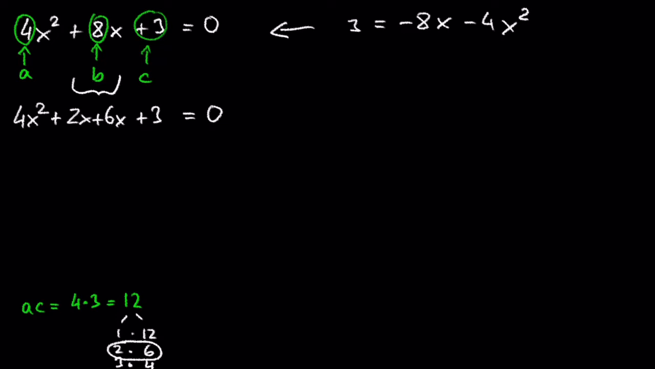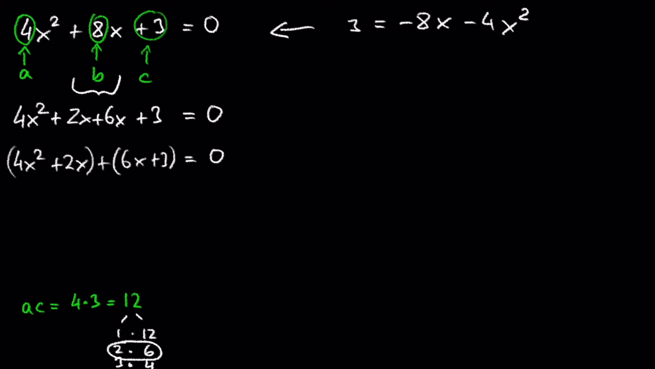And now we can factor by grouping. So let's write the first two terms and the last two terms in parentheses, because we can change the order of numbers being added together. By the way, we call this the associative property of addition.